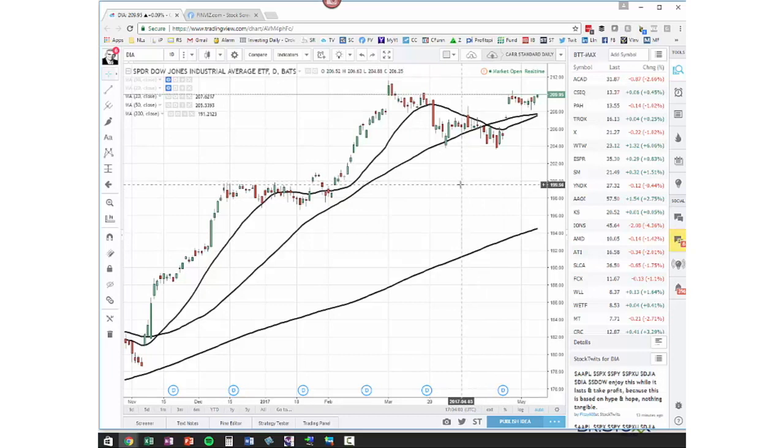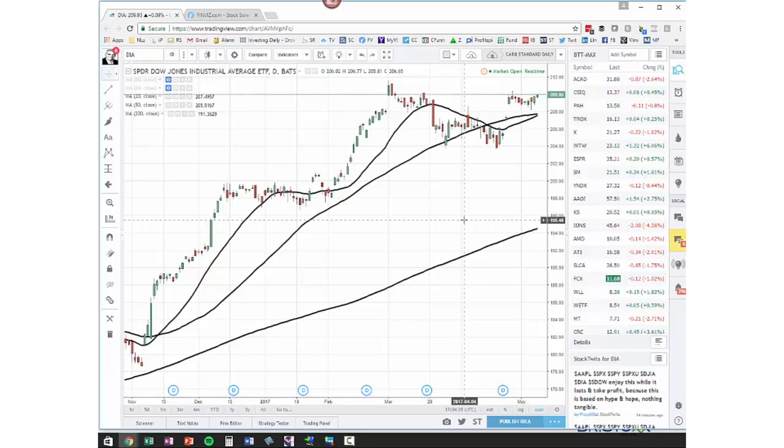This tells me that the stock we're looking at here, in this case the Dow Jones Industrial Average, is in an uptrend over the short-term time frame. That's the 20 period moving average. The intermediate term time frame, that's the 50 period moving average, and the long-term time frame, which is the 200 period moving average. All three of those are indicating we're in a bullish posture. That's, of course, the best of all possible worlds.